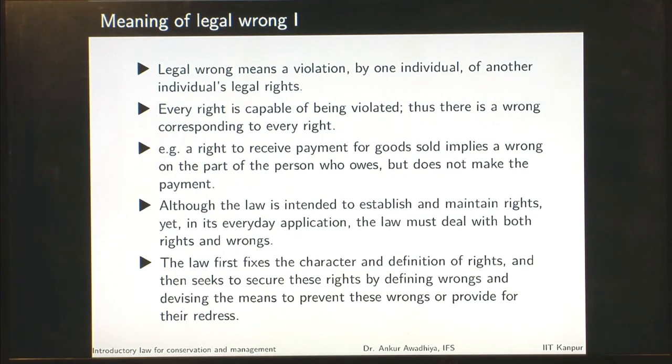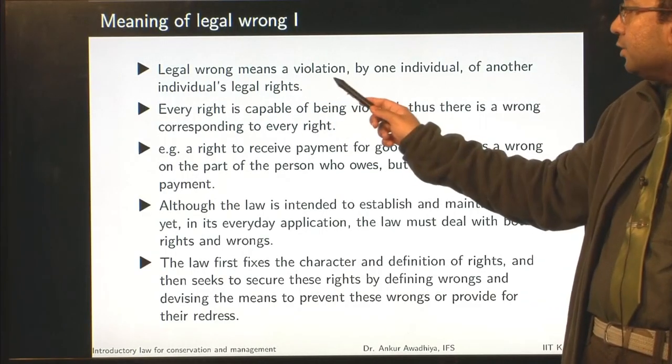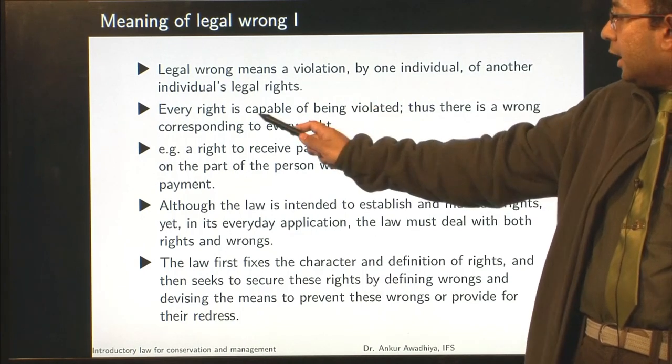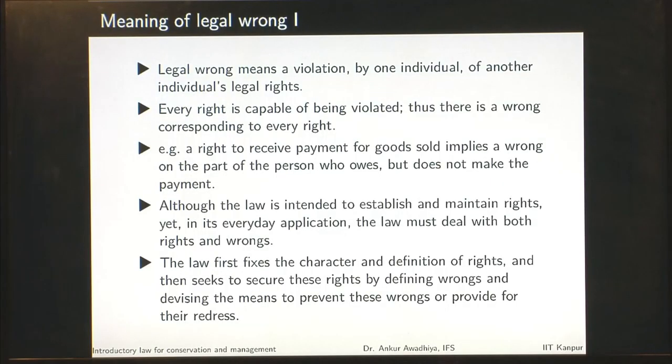So this is what we saw before. Every right has a corresponding wrong. Rights and wrongs are related together because wrongs are violations of rights. And if there is a right, there is a wrong. So every right is capable of being violated, and so there is a wrong corresponding to every right. So similar to what we said before, there is a duty corresponding to every right, and similarly now we are saying that there is a wrong associated with every right. And we have already seen that there is a wrong associated with every duty. Although the law is intended to establish and maintain rights, yet in its everyday application, the law must deal with both rights and wrongs.